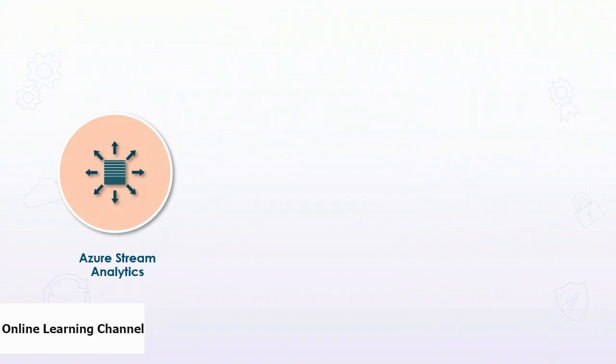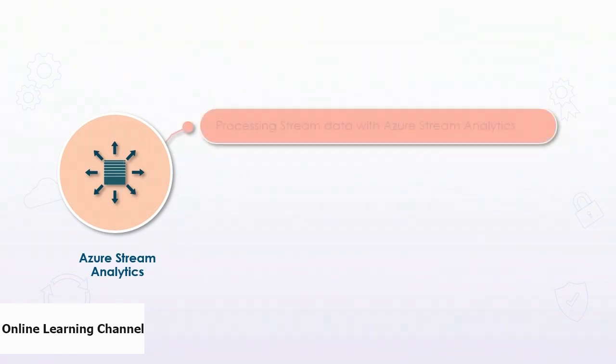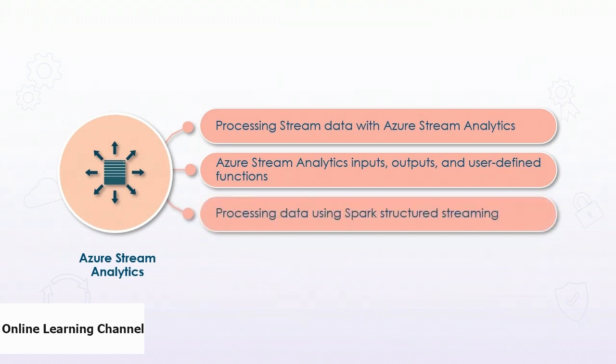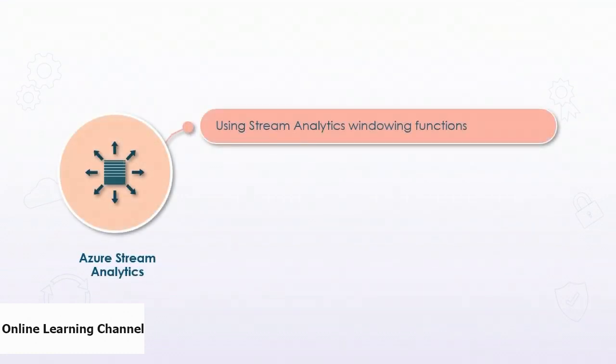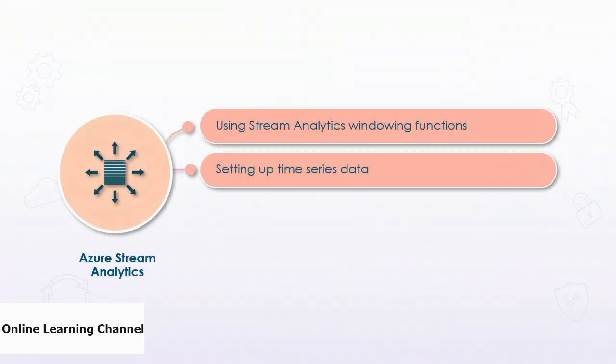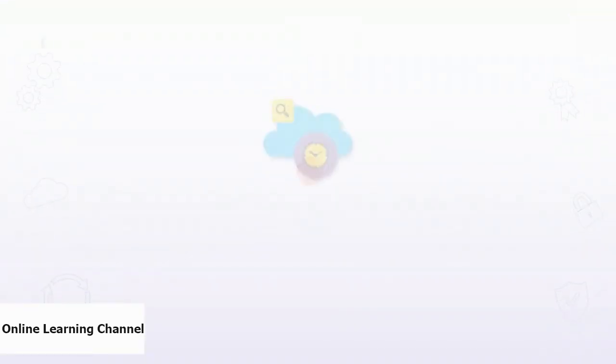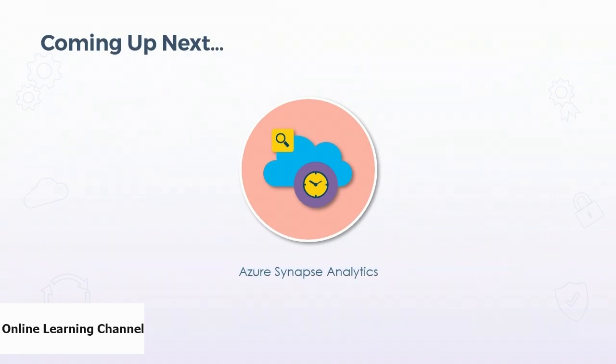So in this course, we've examined how to use, implement security for, and understand the inputs and outputs of Azure Stream Analytics. We've also examined how to create user-defined functions and optimize jobs. We did this by exploring processing stream data with Azure Stream Analytics, Azure Stream Analytics inputs, outputs, and user-defined functions, processing data using Spark Structured Streaming, using Stream Analytics windowing functions, setting up time series data, and creating a Stream Analytics job. In our next course, we'll move on to discuss Azure Synapse Analytics.